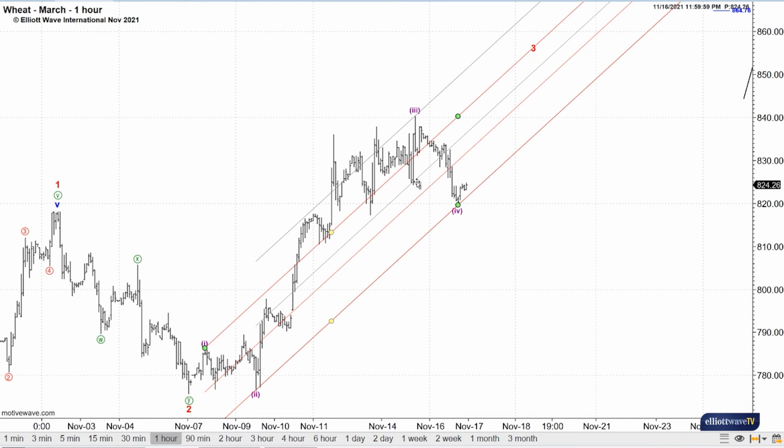So right away we notice that the upper boundary of the channel running from the high of wave 1 is not on top of the upper boundary of the channel running from the end of wave 3. So in such a situation, we would be looking for the middle line of that channel running from the end of wave 3, and then the upper boundary of the other channel running from the end of wave 1. Fast forward a few hours.